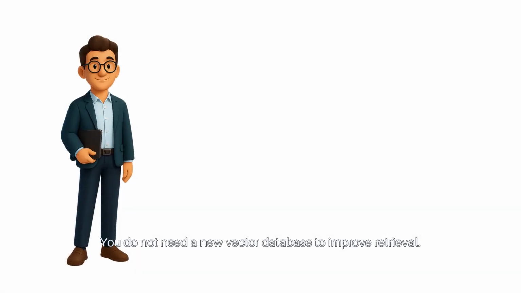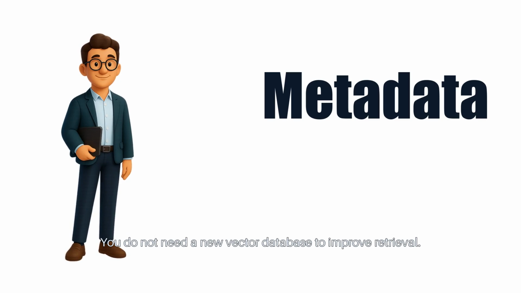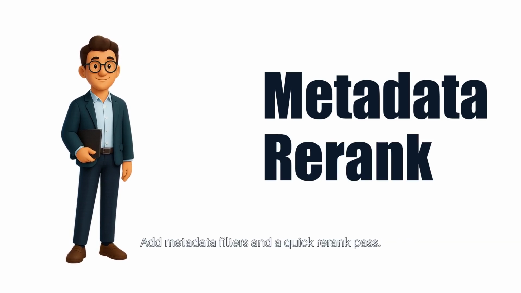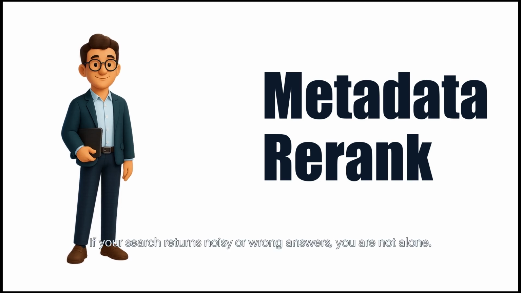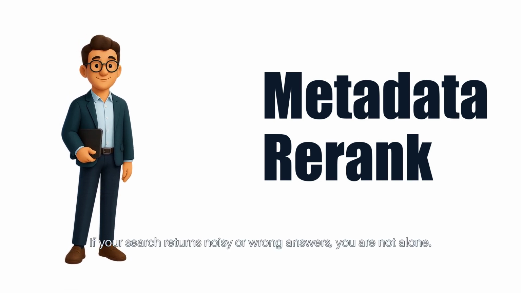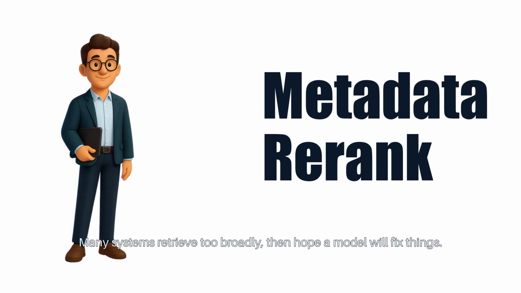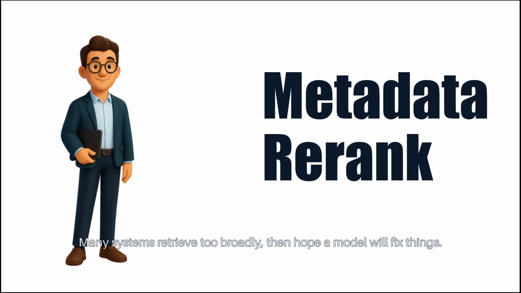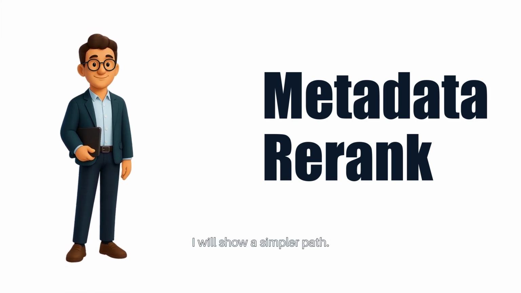You do not need a new vector database to improve retrieval. Add metadata filters and a quick re-rank pass. If your search returns noisy or wrong answers, you are not alone. Many systems retrieve too broadly, then hope a model will fix things. I will show a simpler path.